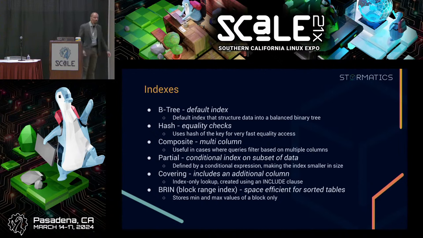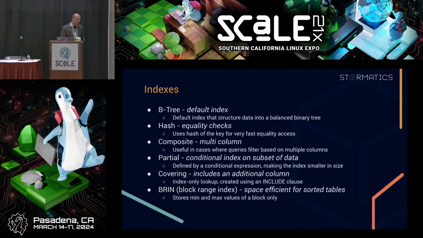And as is evident from its name, it structures the data in the shape of a binary tree and can be used for equality access. It can be used for range. It can be used for greater than, less than, et cetera. Hash indexes are focused on equality checks. So essentially, it stores the hash of the key, and it can do a very fast lookup for an equality check. Now, a hash index is really bad for range comparisons, which is where the B-tree index shines. So this is use case dependent. A hash index should be used when you need fast equality access.